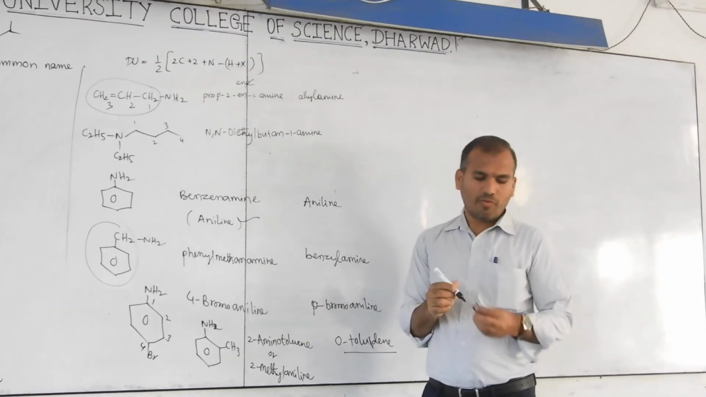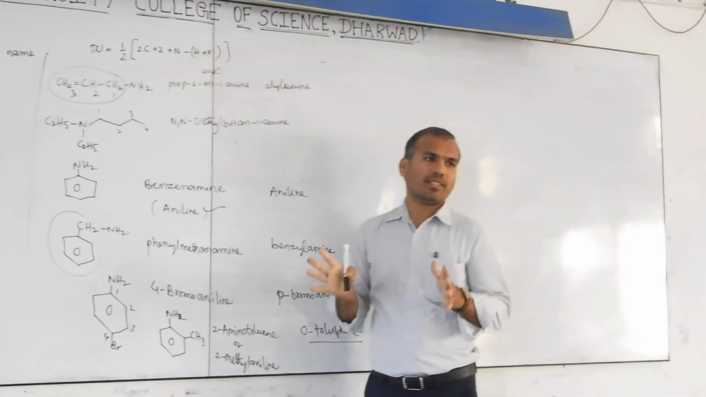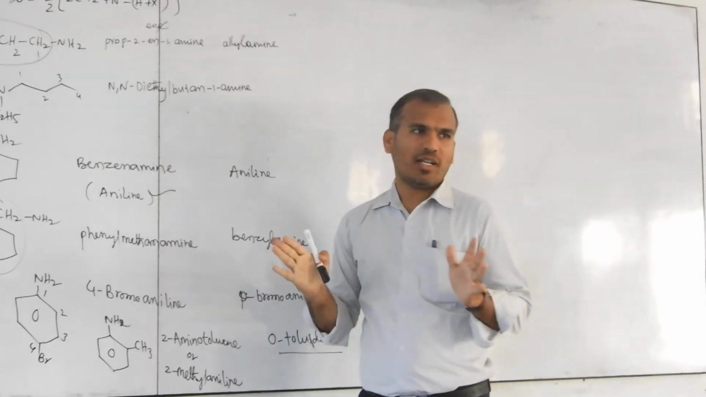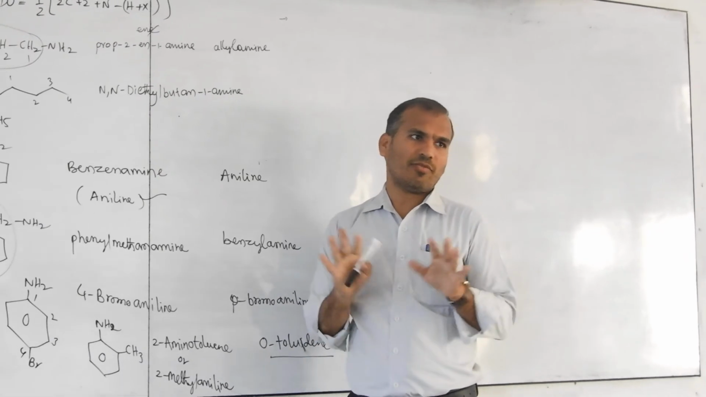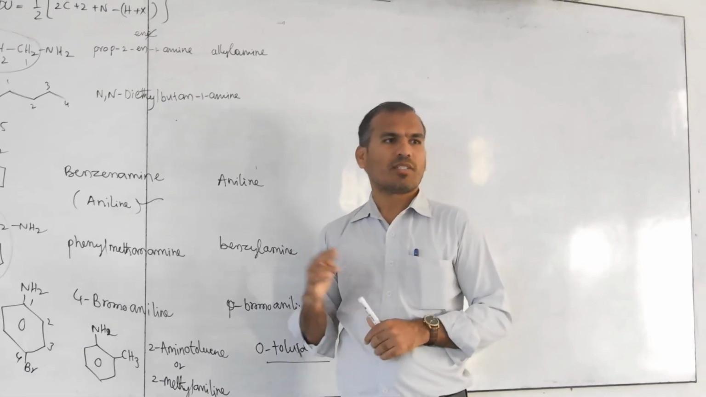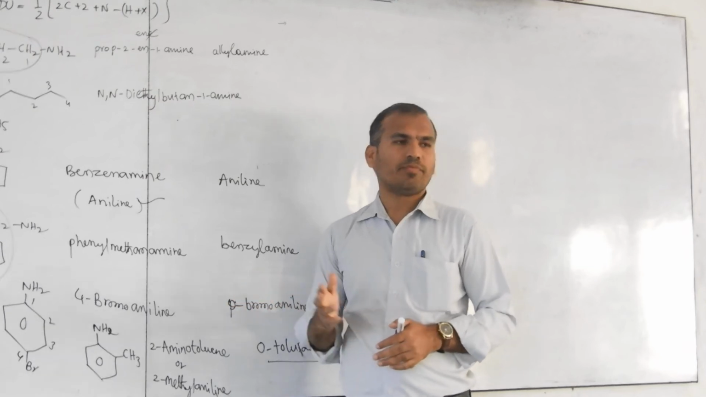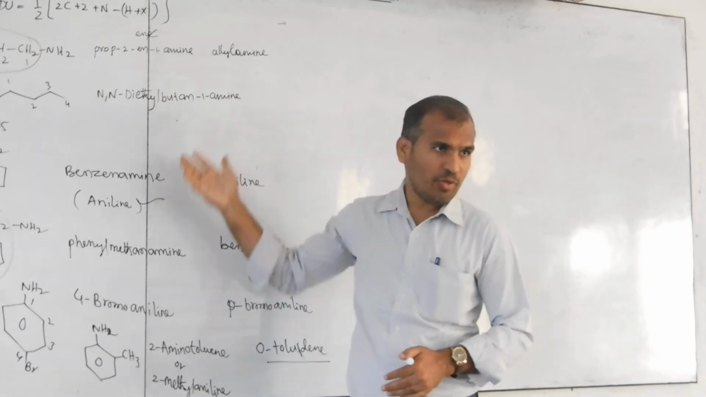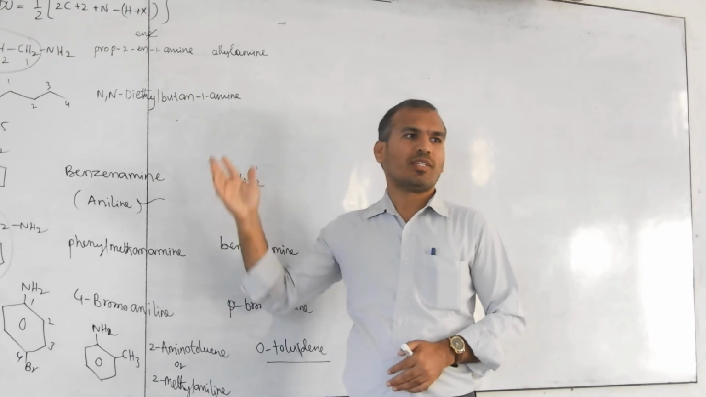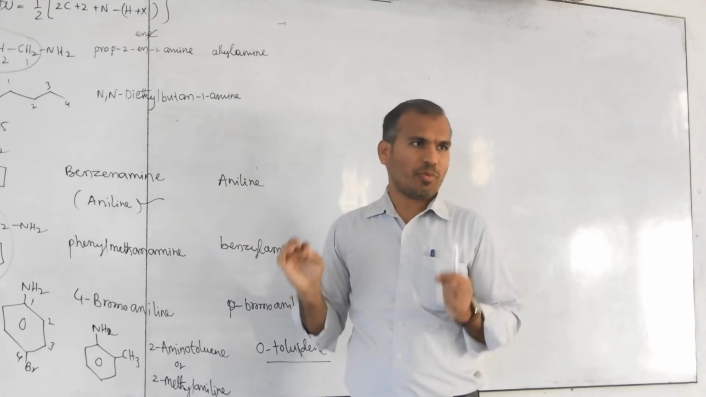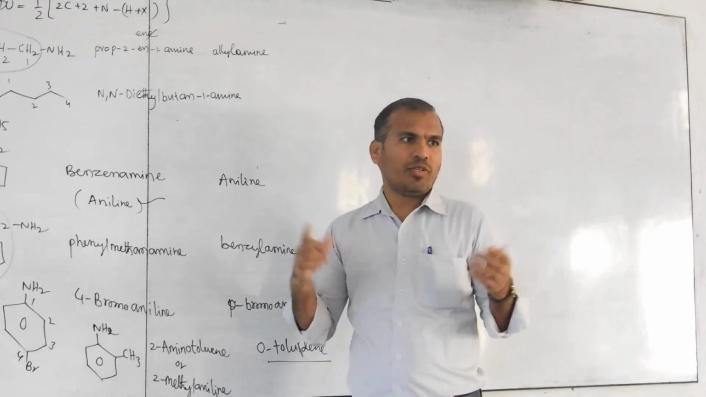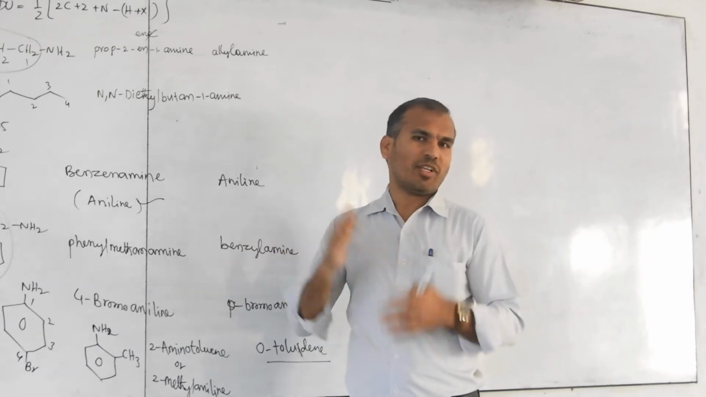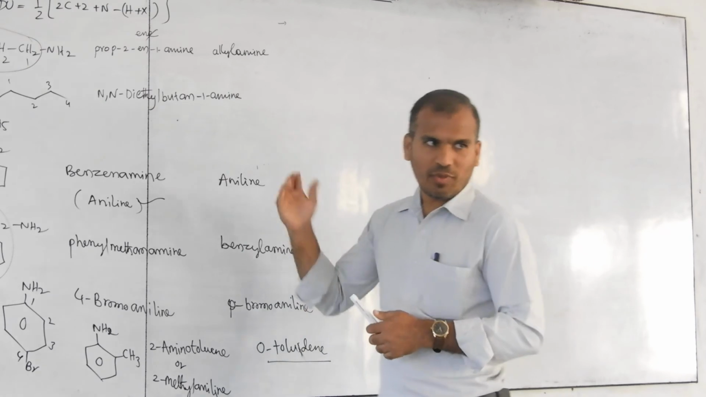After nomenclature, what is the preparation? What are the headings every chapter has? First, general, how they are used in your daily life. That is the first one. Second one, structure. Third one, IUPAC nomenclature. Fourth one, preparation. After that, properties. First, physical properties. Next, chemical. If any uses are there, next uses. This is the same for every chapter. So you have to remember it like this.